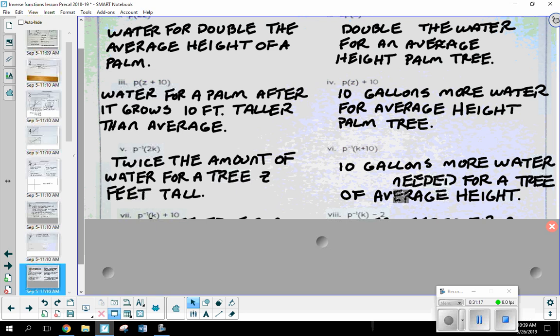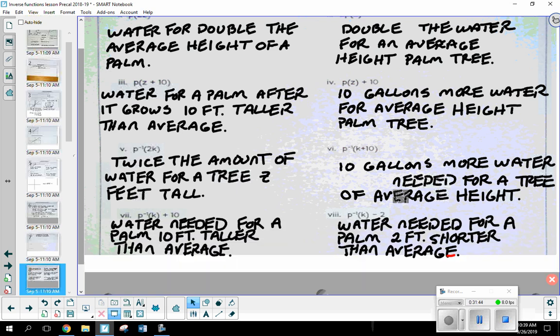Now, you mentioned the height, but what's something you didn't mention? The amount of water. So let's incorporate that in there. So let's say the amount of water needed for an average tree minus 2 feet. Probably would have said like a tree 2 feet shorter, something like that. But that's fine. You're getting your idea across. That's what's important. Here's what I put. Water needed for a palm 10 feet taller than average. Water needed for a palm 2 feet shorter than average.